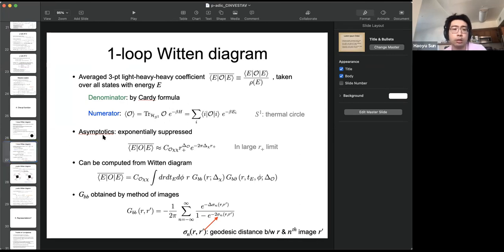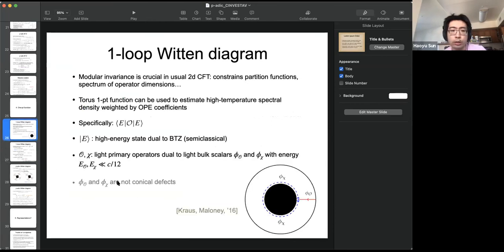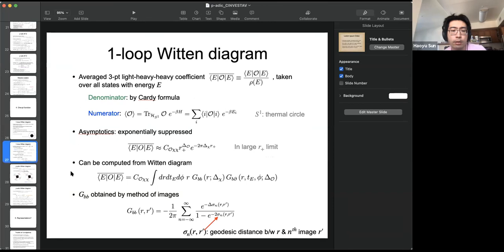So its asymptotics is as follows. It is exponentially suppressed by the radius of the horizon. R plus is basically the radius of the black hole. On the other hand, it can be computed from the Witten diagram. The integrand is the bulk-to-bulk propagator multiplied by the bulk-to-boundary propagator, and the integration range is the entire space-time.